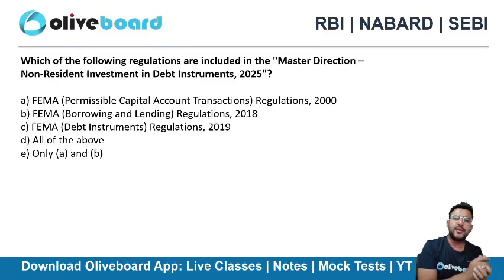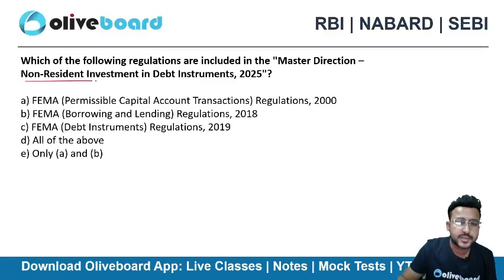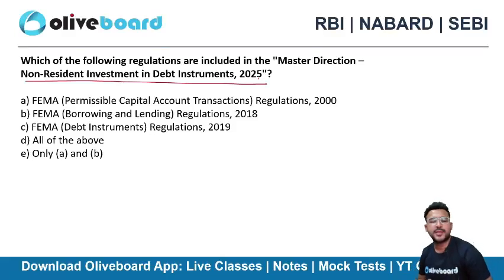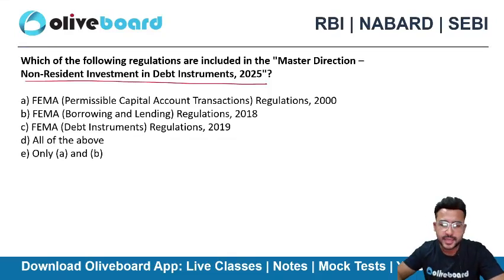Which of the following regulations are included in the master directions on non-resident investment in debt instruments? So as of now, we are doing the MCQs based on the master direction, which is non-resident investment in debt instruments 2025. Which of the following regulations are included in the master directions?